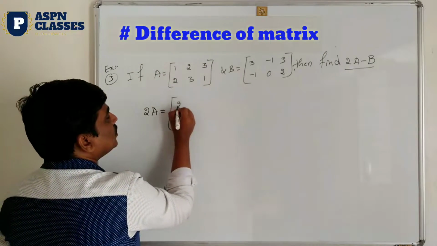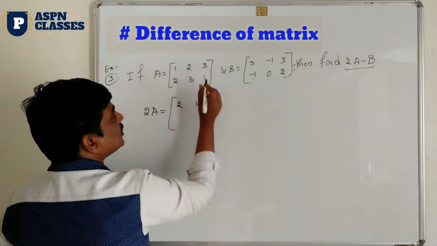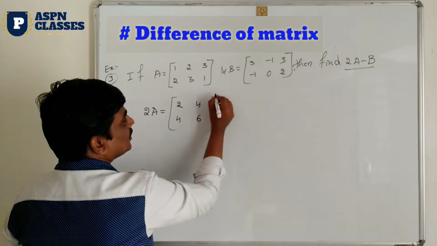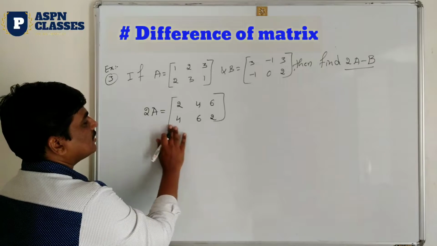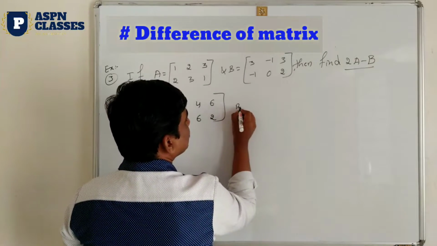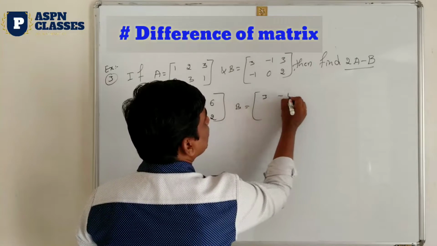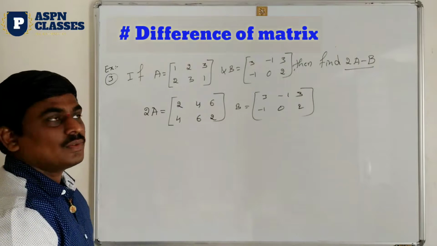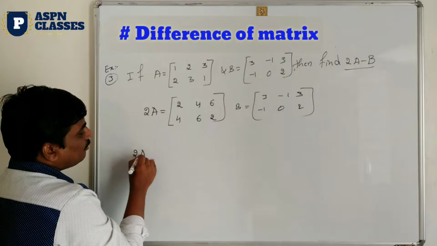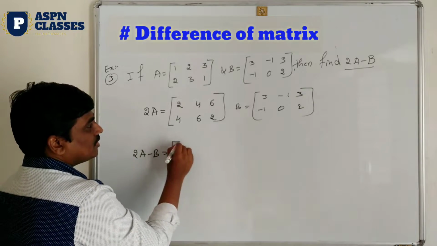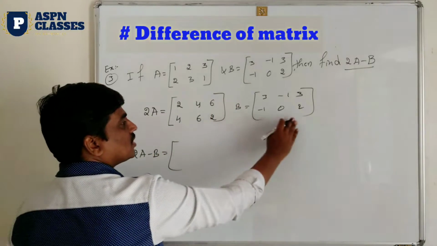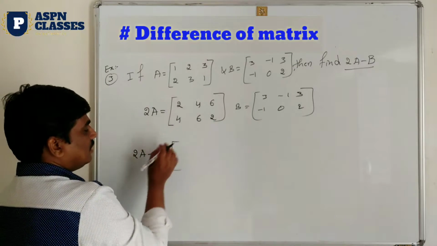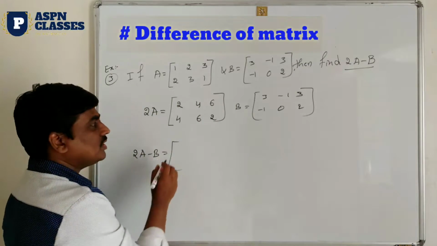2 into 1 is 2, 2 into 2 is 4, 2 into 3 is 6, 2 into 2 is 4, again 2 into 3 is 6, 2 into 1 is 2. We get the 2A answer. Next, write the B matrix once again. What is the B matrix? 3, minus 1, 3, minus 1, 0, 2. Now observe the question 2A minus B. You have to subtract one by one. Both orders are the same, so only corresponding elements are subtracted. The 2A matrix is here and the B matrix is here.